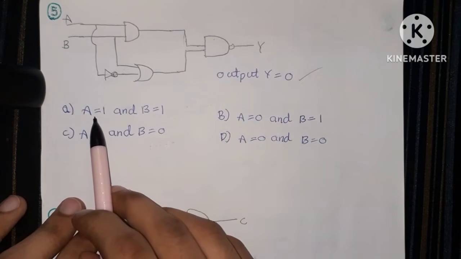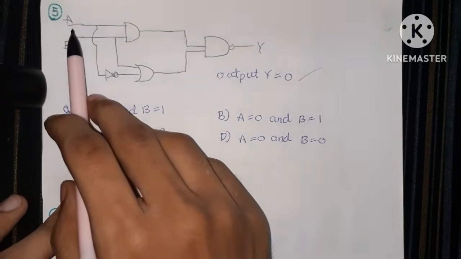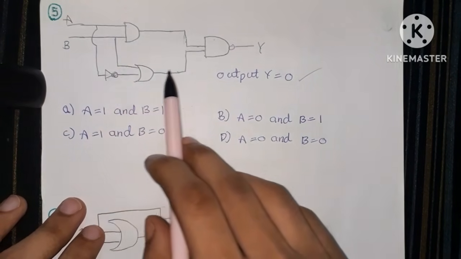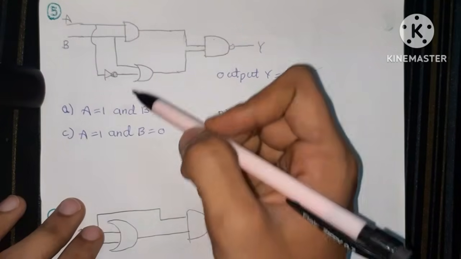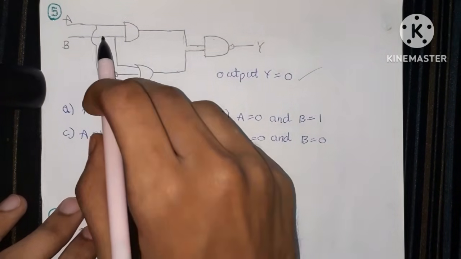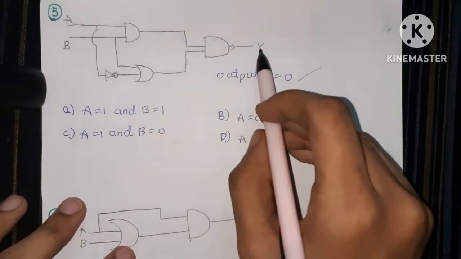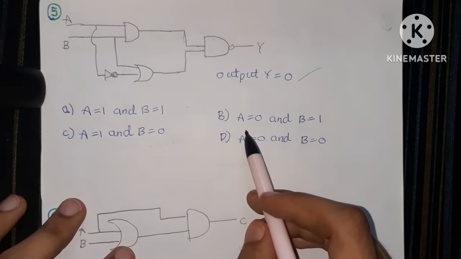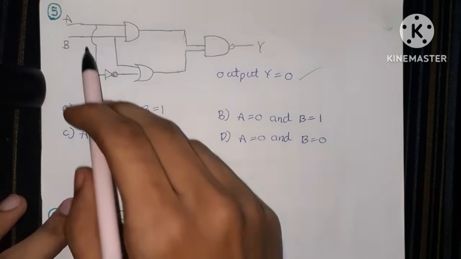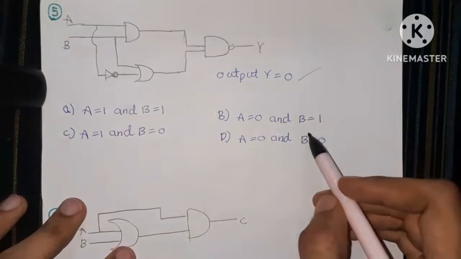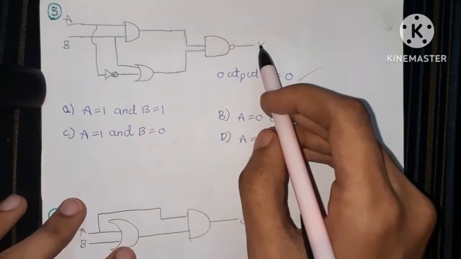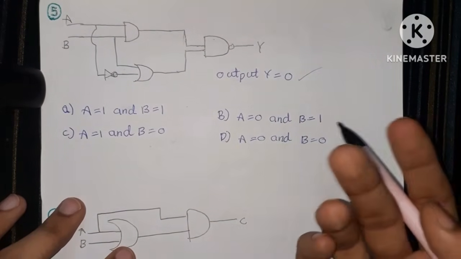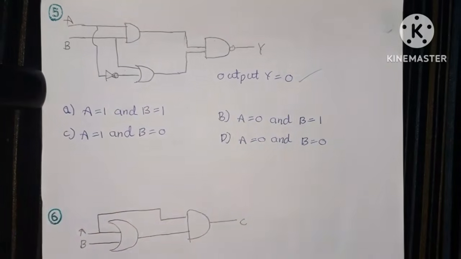See, in option A we have A equal to 1 and B equal to 1. We need to take A as 1 input, B as 1 input. Now wherever the circuit goes, if option A gives 0 at the end, then option A will be right. Let us come to option B. If A equal to 0 and B equal to 1, we'll take them as inputs. If these inputs give an output of 0, then option B will be right. You can understand what I am telling, that you need to solve each and every option.